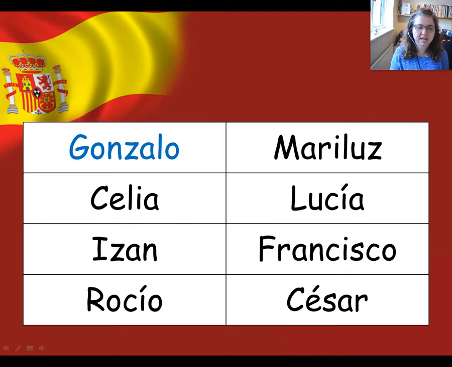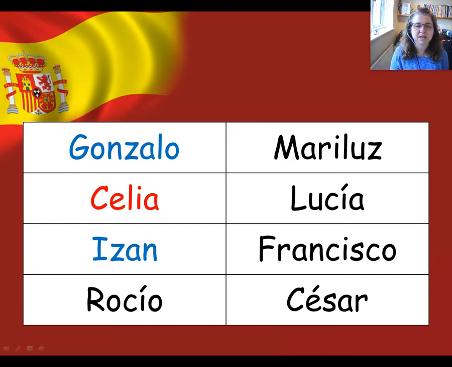And the next one is Celia. Boy's name or girl's name, that one? That's right. It's a girl's name because it ends in A. The next one is Ethan. What do you think? Boy's name or girl's name? It might sound like a name that you know. That's right, it's a boy's name. It sounds a bit like Ethan, doesn't it?